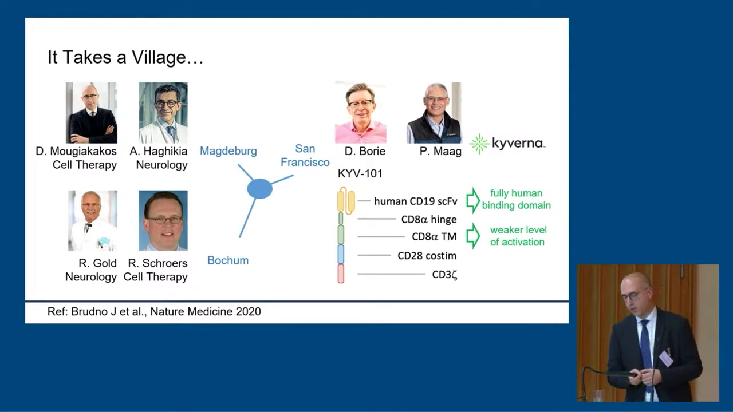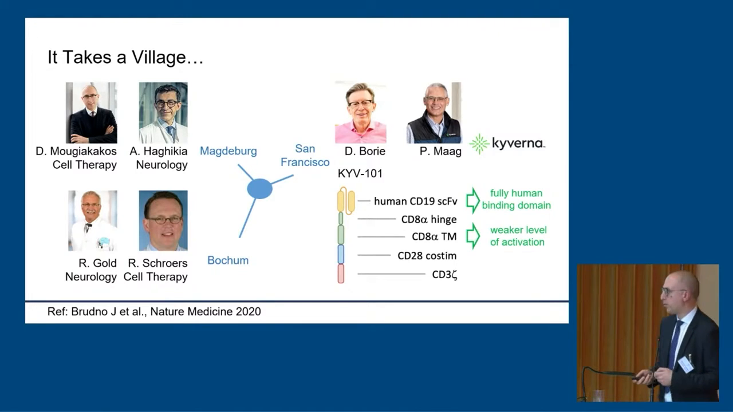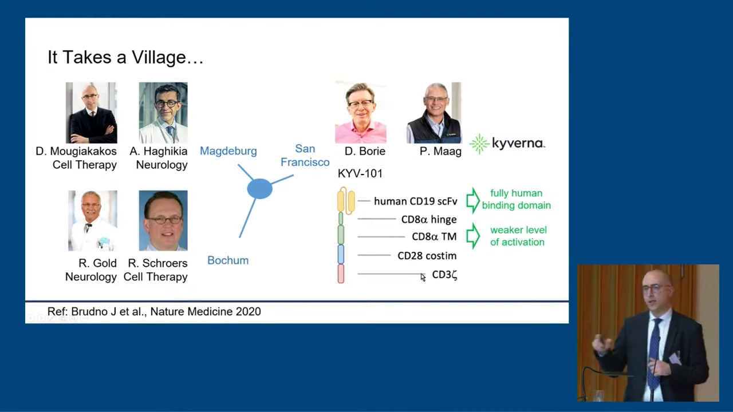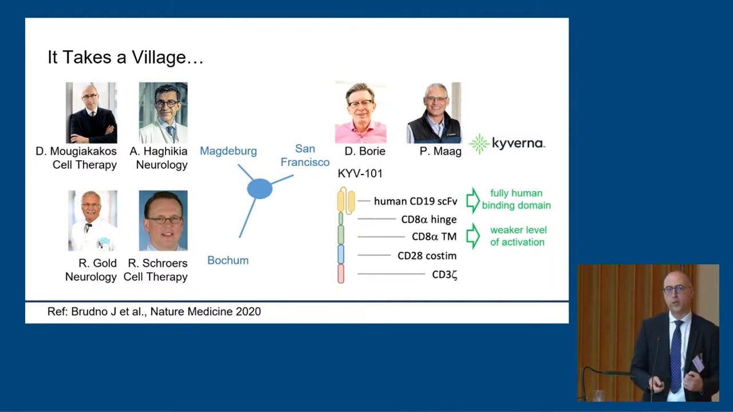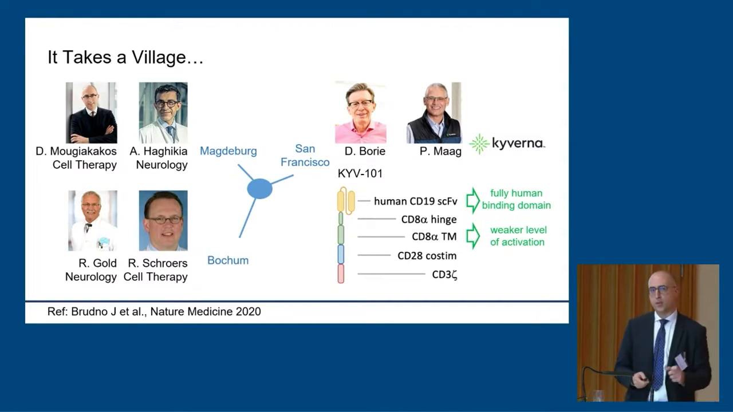There are some differences as compared to the commercially available CAR T-cells at the moment. One of the differences is that the antigen binding domain is fully human. And another difference is that you have the CD8 alpha hinge and transmembrane domain, which in combination with CD28 co-stimulation leads to less production of cytokines, because the CAR T-cell products that are approved and used combine the CD28 hinge and transmembrane with the CD28 co-stimulatory domain. So those are the potential advantages.